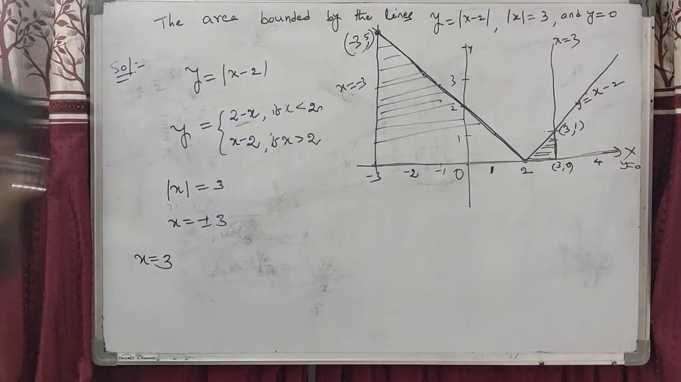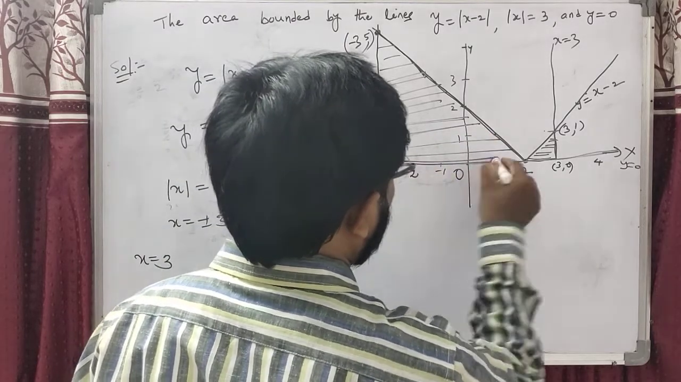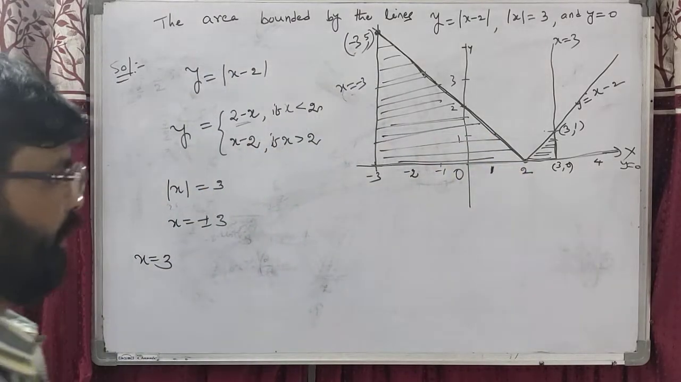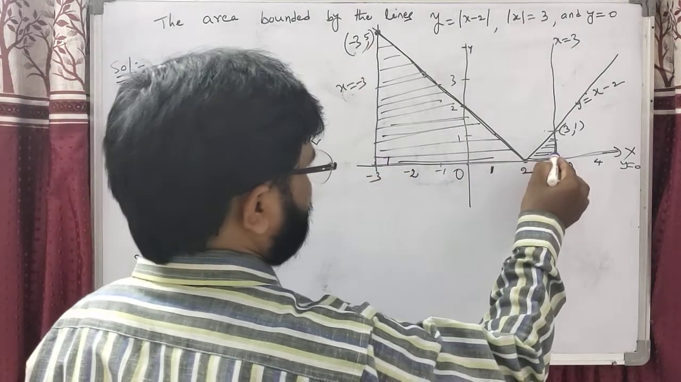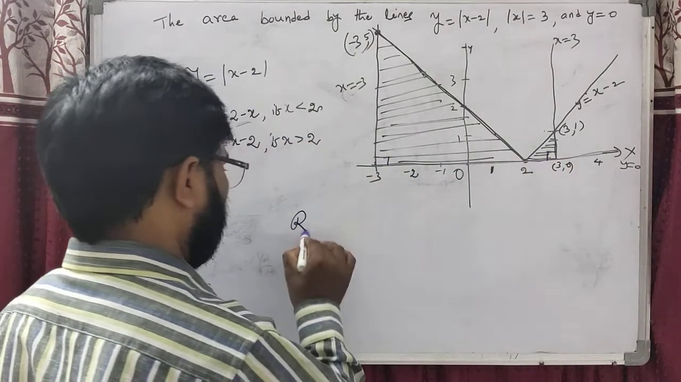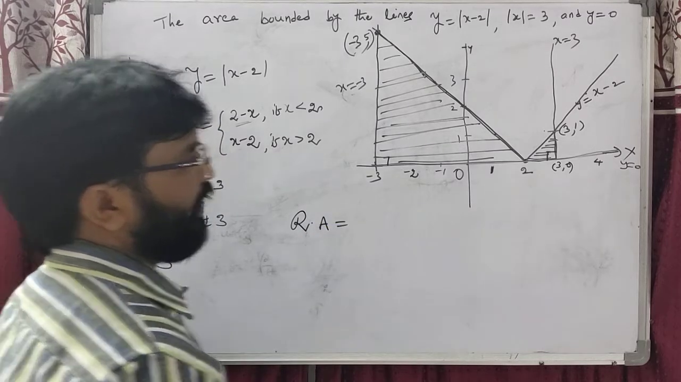So the required area, this one. Okay, students. Now how to find this area? Dear students, this is a right angle triangle. This is also a right angle triangle. The required area equals to... How to find this one, students?